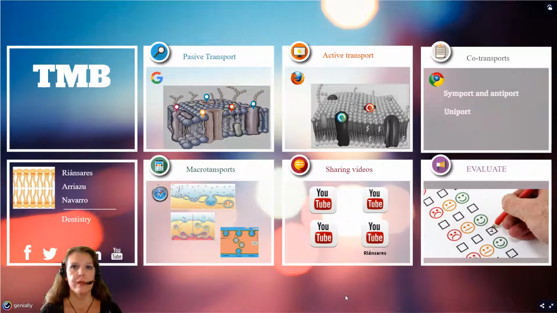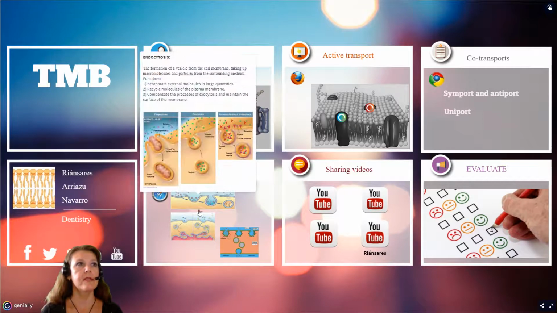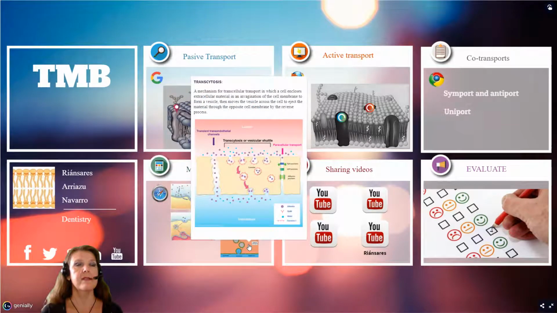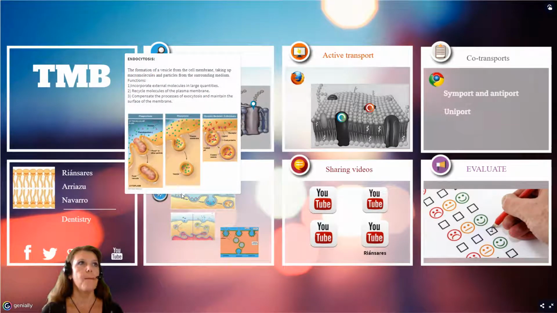When we talk about large molecules, we talk about macrotransports, and here there are three different types: endocytosis, exocytosis, and transcytosis. Endocytosis means inside. Okay, in that case, our cells are going to take the large molecules from outside and move them inside. That requires the formation of a vesicle, okay, and requires ATP. So, it's possible to talk about different types of endocytosis: phagocytosis and pinocytosis.